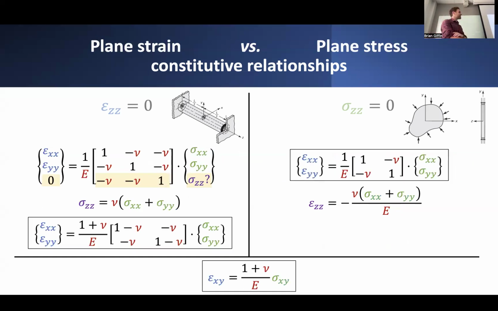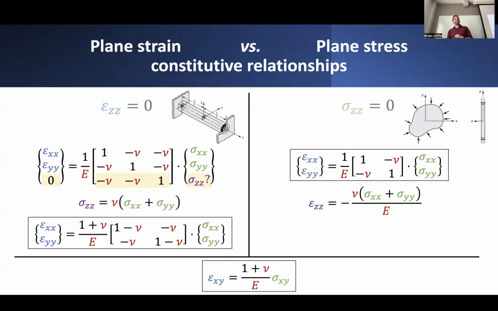Now, going in the reverse direction. Suppose you had stress, and now you wanted strain. Now the situation is flipped. It's a little bit easier in the case of plane stress because we know that the ZZ stress is zero, so I can just use my standard inverse constitutive relationship, plug in all these values with ZZ stress equals zero, and then I can find out what the in-plane longitudinal strain should be.